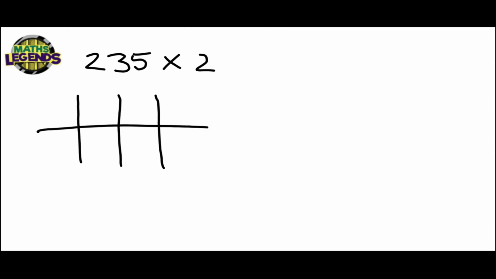235 times 2. So again, we will use the grid, and because the first number has 3 digits, we will draw 3 lines. 1, 2, 3. And the second number has 1 digit, so we draw 1 line here. We put times in the top left. We then write the numbers in the top section, so 235, and then we write the other number on the left hand side. And then we fill in the boxes by multiplying the top number and the left number.